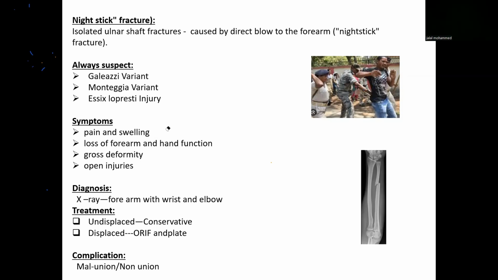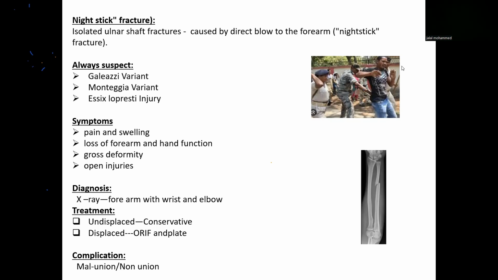Symptoms are pain, swelling, loss of forearm and hand function, gross deformity, and sometimes there will be open injury. So always take X-ray forearm, including radius and distal and proximal radio-ulnar joints. Here, if you see, there is an isolated fracture of ulna with no disruption of radio-ulnar joint distally and proximally. So if very undisplaced fracture, we can manage conservatively. If it is displaced, then we need to go for open reduction and internal fixation with either plate or nails. So here the complication is again the malunion, and non-union is very common.